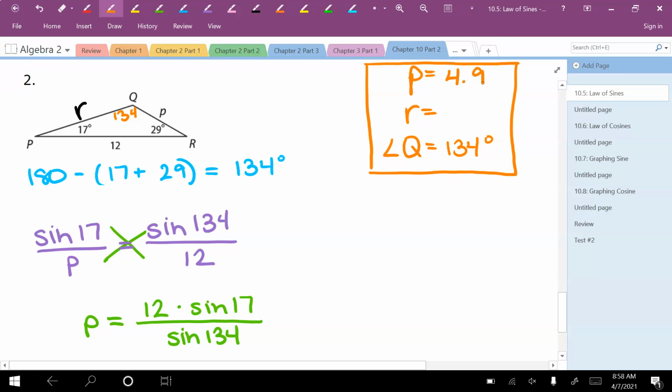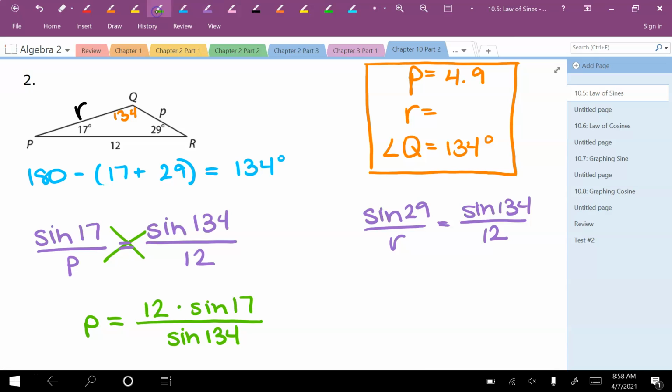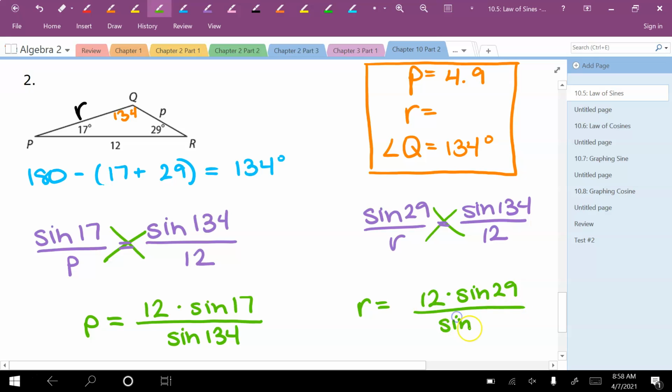I'm going to do something similar for the letter R. So I'm going to do sine of 29 over R, and then sine of 134 over 12. And then we cross multiply. So for this one, for R, I took 12 times the sine of 29, and I divide that by the sine of 134. So again, it looks a lot like the first one did. I'm just changing what angle I'm using. Instead of doing sine of 17, I'm doing sine of 29. And so for R, I get 8.1.